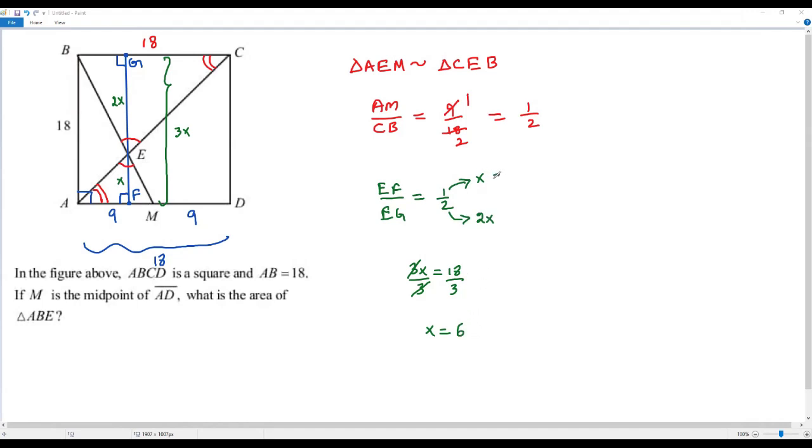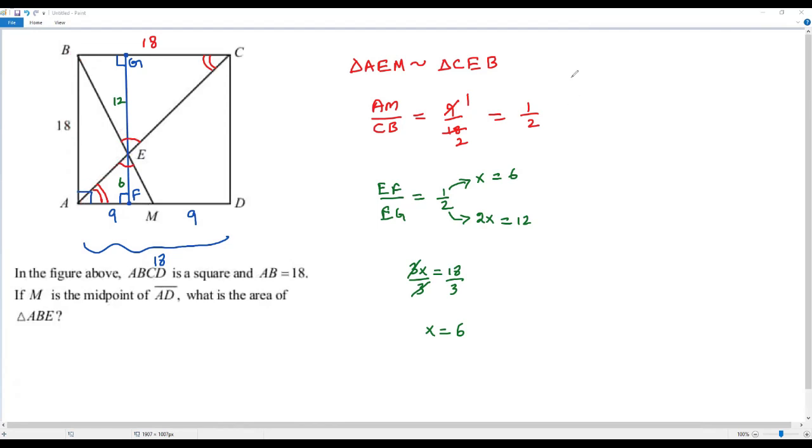Now we can plug in x equals 6 over here. When I plug in x equals 6, 2 times 6 is 12. Here I got the height of the smaller triangle and the bigger triangle. Let me replace the expressions in terms of x. So the height of the smaller triangle is 6 over here. The height of the bigger triangle over here is 12. Now we can start finding the area of triangle ABE.